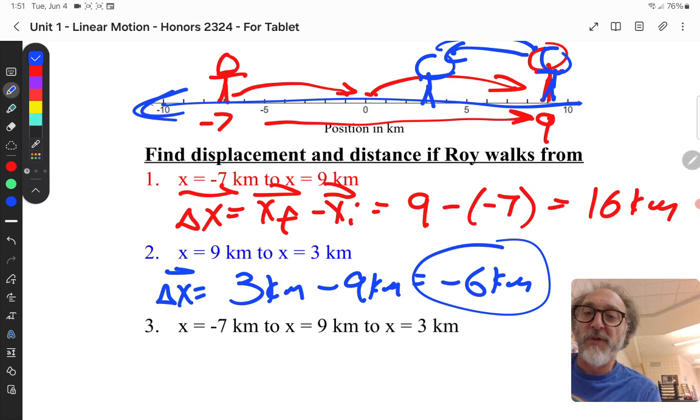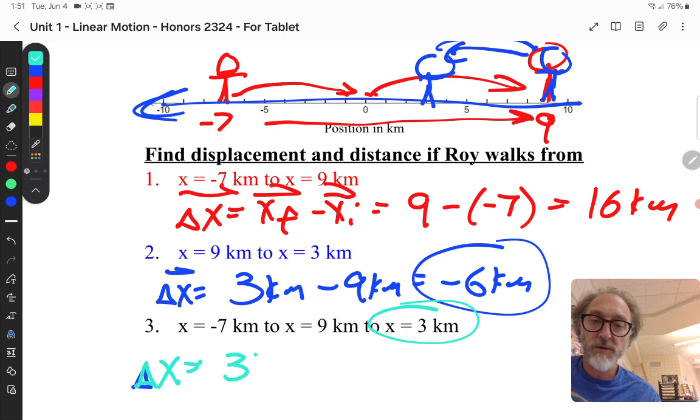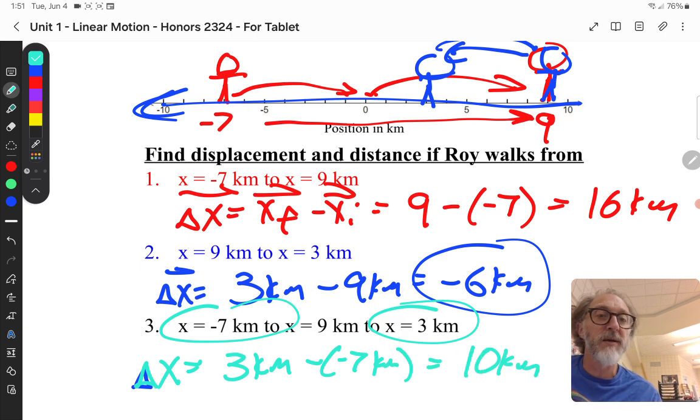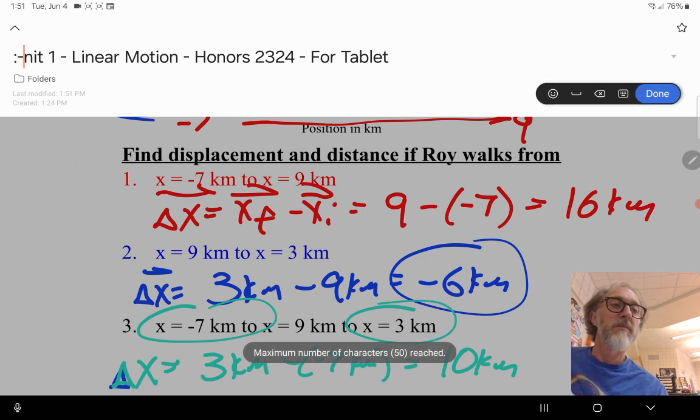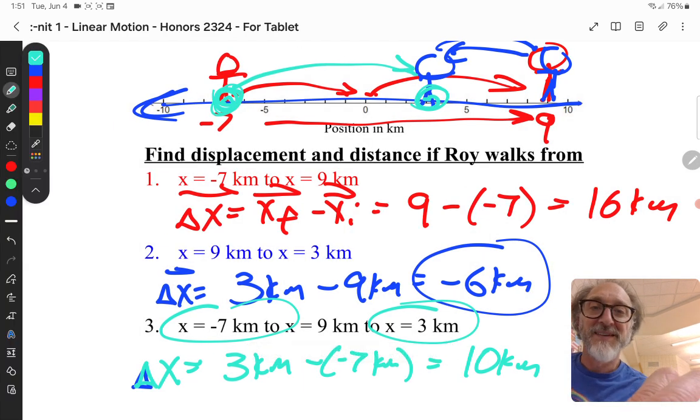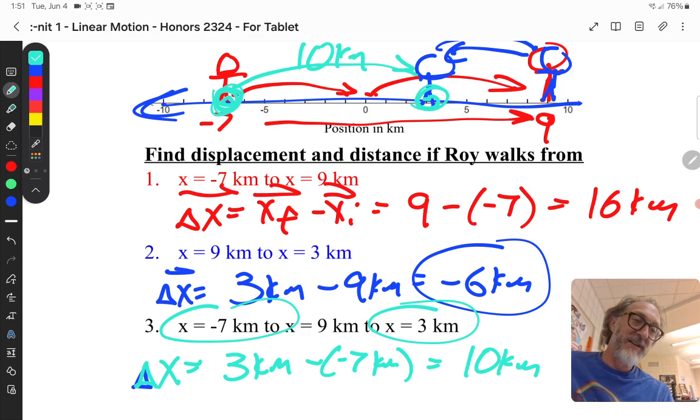Now, what's the displacement for the whole trip? Well, his displacement for the whole trip is his final position minus his initial position, minus negative, so we get 10 kilometers, right? He started at -7, ended up at 3, so that is, in fact, 10 kilometers in a positive direction.